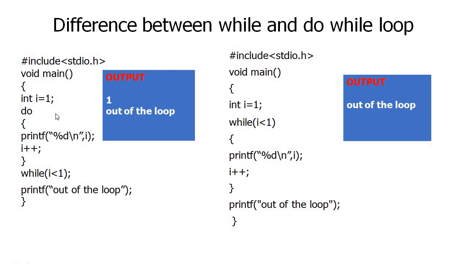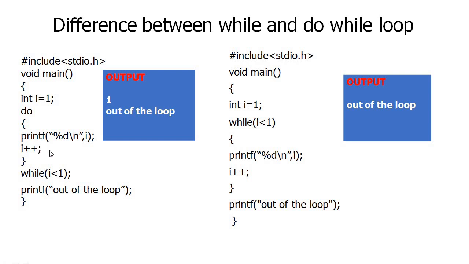So here, the first program is about do while loop. Here I have declared the value of I to be 1. So our value of I is equal to 1. Here, I will never check the condition first. Directly I will enter into the loop. Before checking the condition itself, I will enter into the loop. So I will print the value of I. So 1 will be printed. Then I will increment the value of I. Now the value of I is 2.